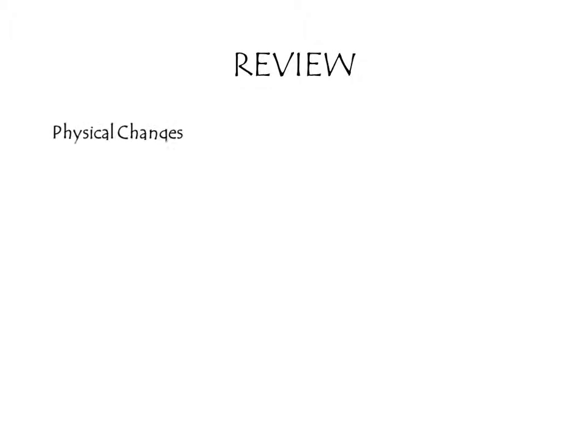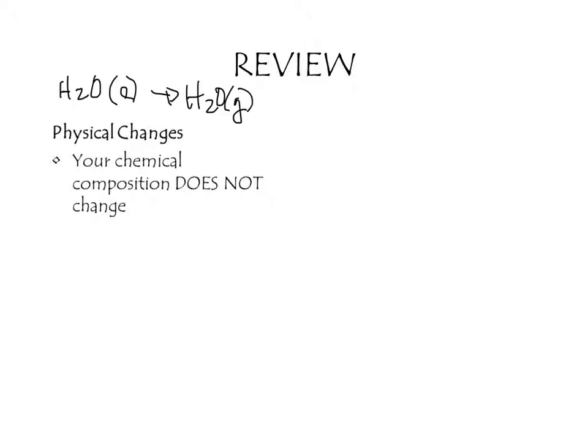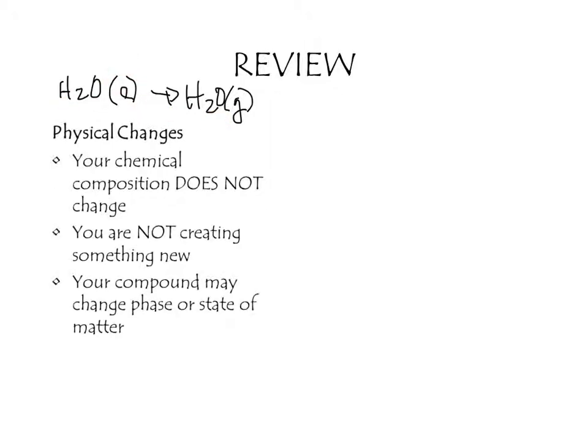So the first thing we're going to talk about are physical changes. Physical changes are when you have a chemical equation and the chemical composition does not change. All you're doing is going from liquid to gas, as an example for water. You notice that nothing is changing in the chemical composition. The only thing changing is the physical state, so you're not creating something new.